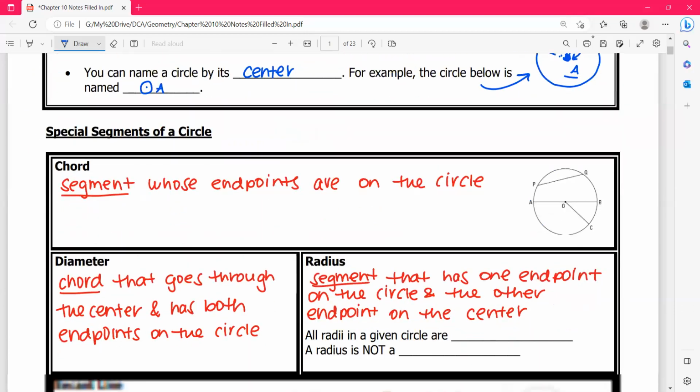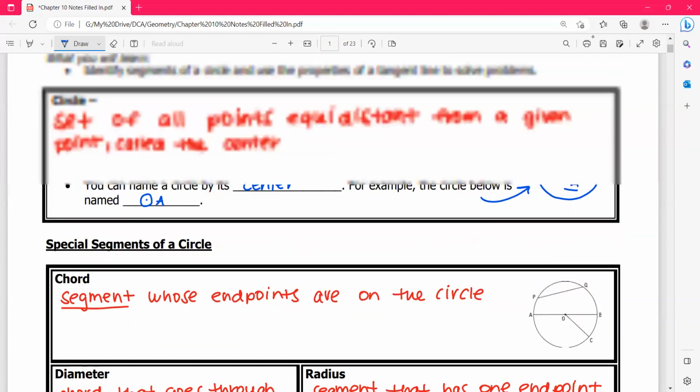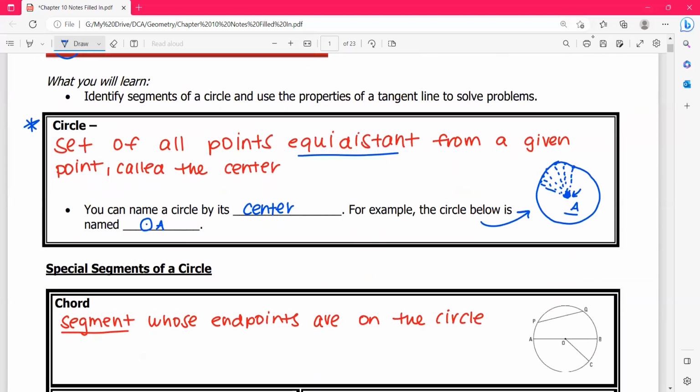Okay, so some more vocab. Special segments of a circle. Let's just look at this first one, chord. So really, a chord is just a segment whose endpoints are on the circle. So that's really important. Both endpoints are on the circle. So let's look at this example. I could say PQ is a chord. I can say AB is a chord because both of the endpoints are on the outside of the circle.